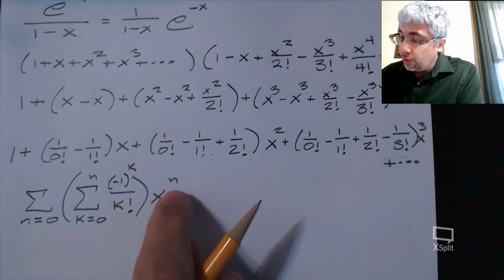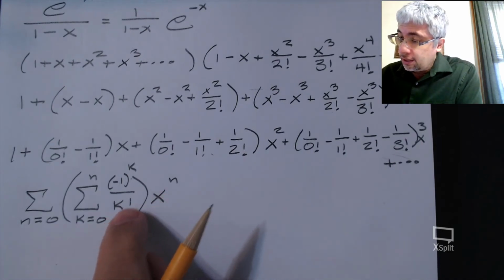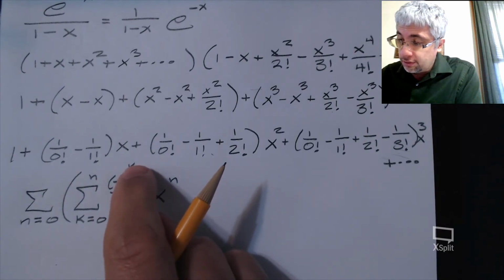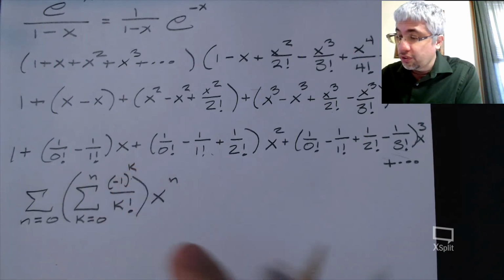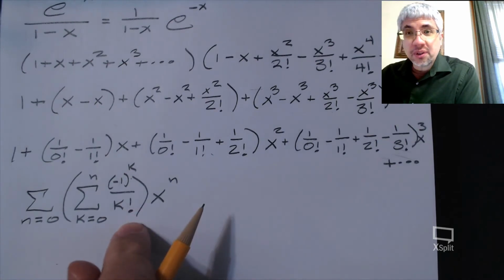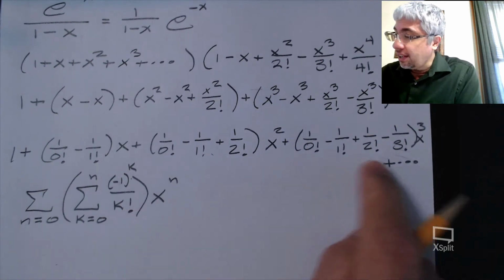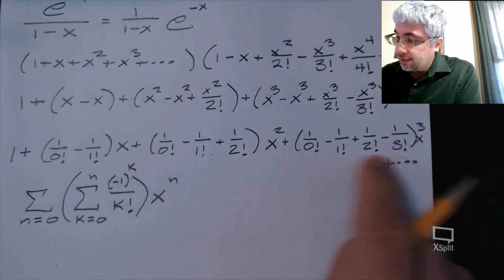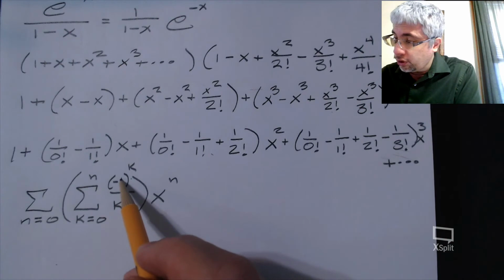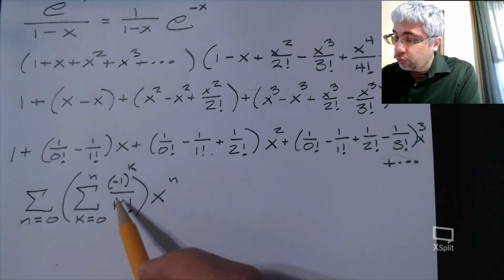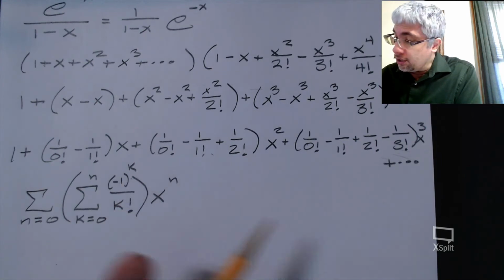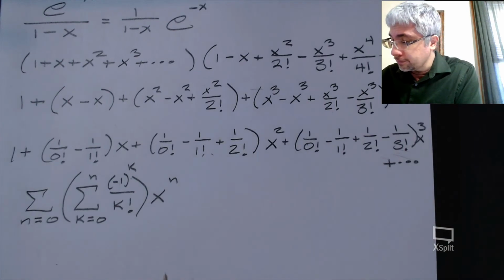For example, when n is 1, I'm going to get 1 over 0 factorial minus 1 over 1 factorial. And for example, when n is 3, what would I get? Well, I'd get exactly these 4 terms. I'd get positive 1 over 0 factorial, minus 1 over 1 factorial, positive 1 over 2 factorial, and then minus 1 over 3 factorial. So this is exactly what I have here.